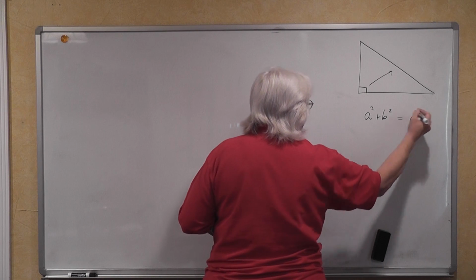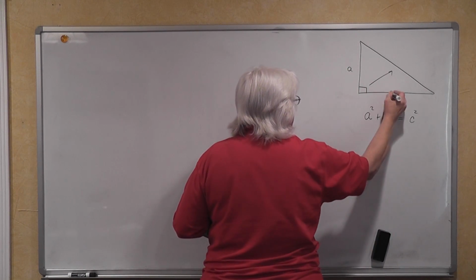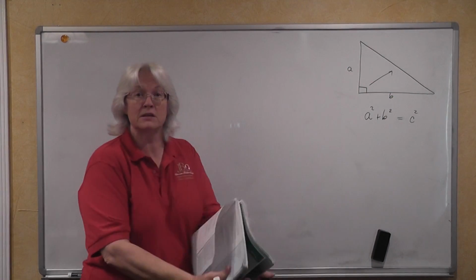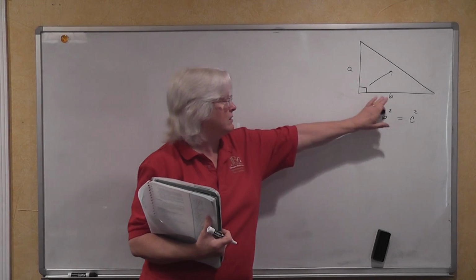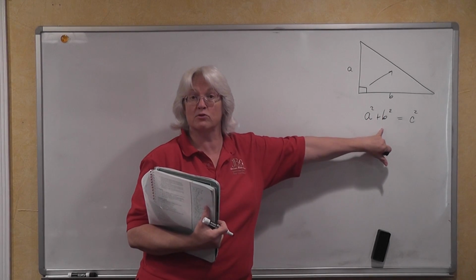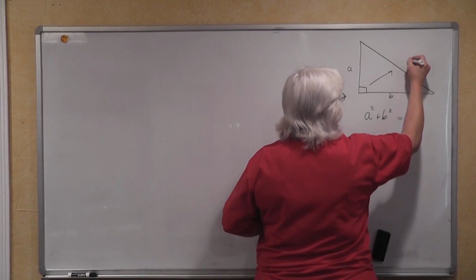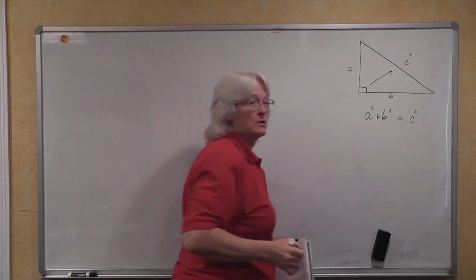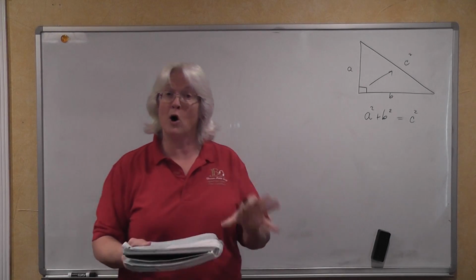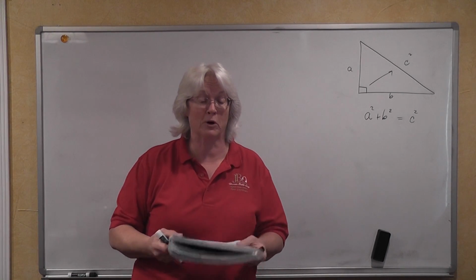And what that Pythagorean theorem tells us is the sum of the squares of the legs of the triangle is equal to the square of the hypotenuse. So we use the Pythagorean theorem all of the time in real life problems.